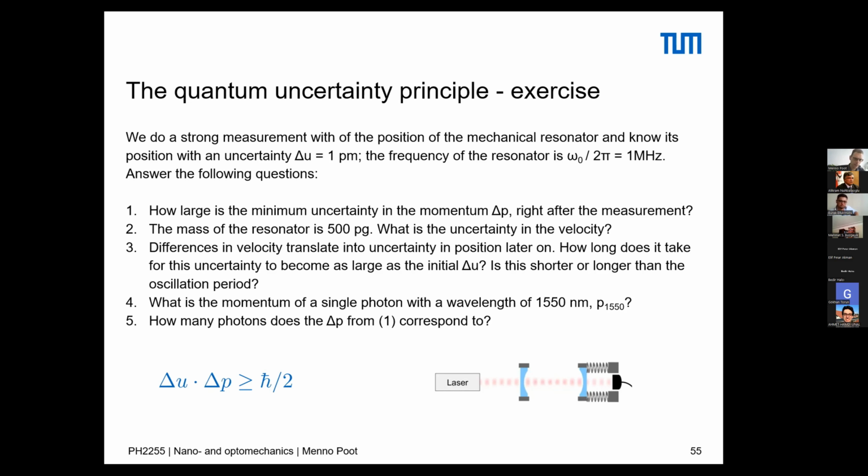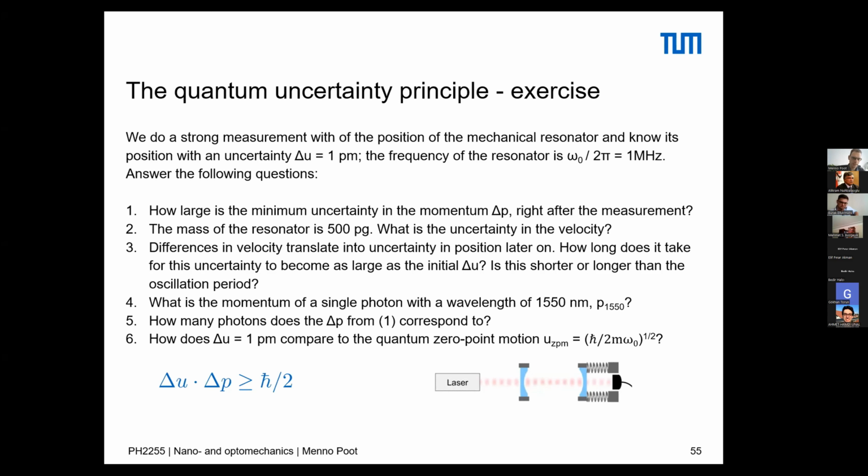And then when we have that, the one but final question here is how many photons does the uncertainty in the momentum delta P that we calculated in question 1 correspond to? And then we also want to compare the uncertainty of 1 picometer that we had to the quantum zero-point motion that we see over here. So there are these 6 exercises, and I suggest that you now take a piece of paper and try to solve for yourself these 6 different questions to kind of get a feeling for the numbers that are involved.